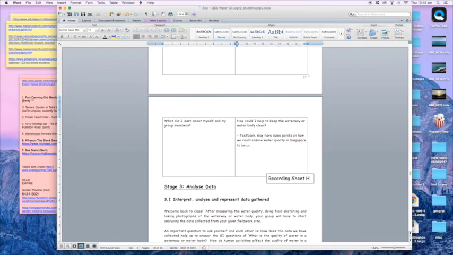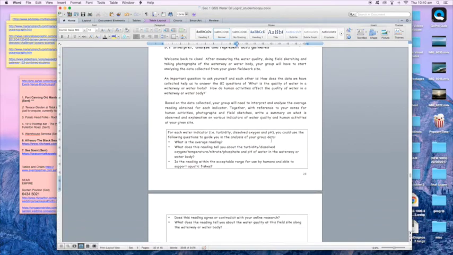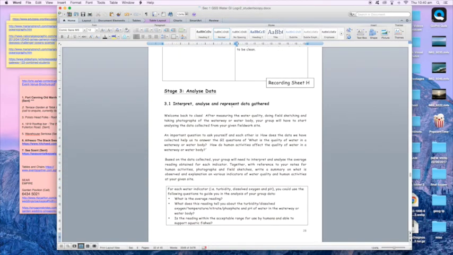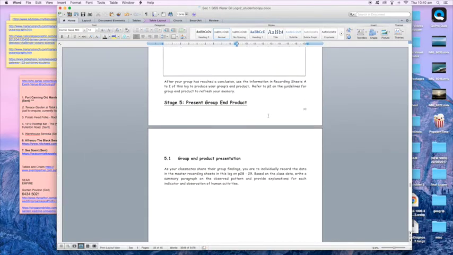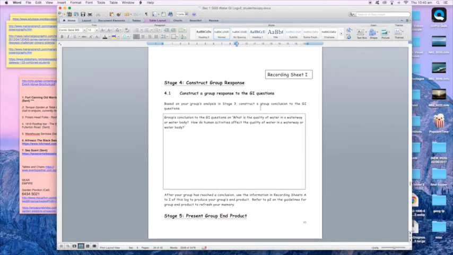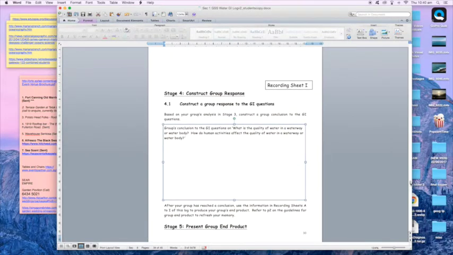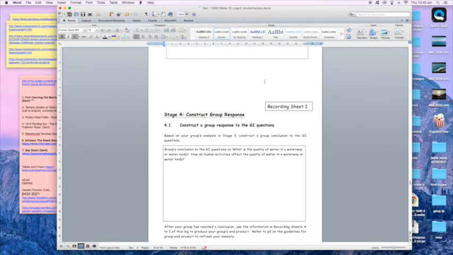Okay, check it out. So this is basically interpret, analyze, and represent the data gathered. Let me just highlight to you what is the important part.